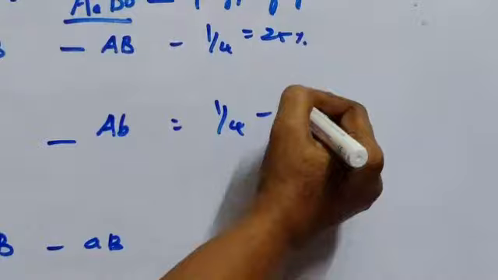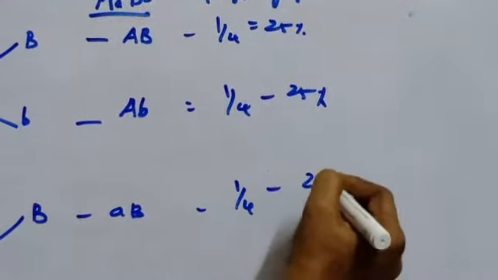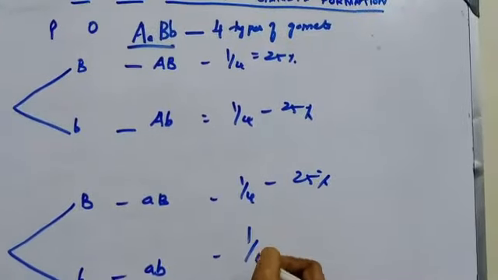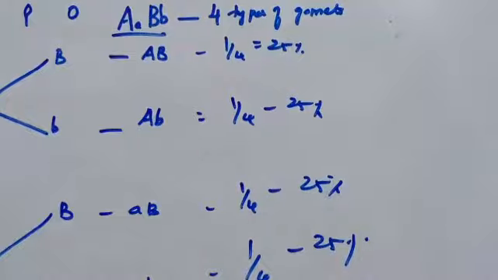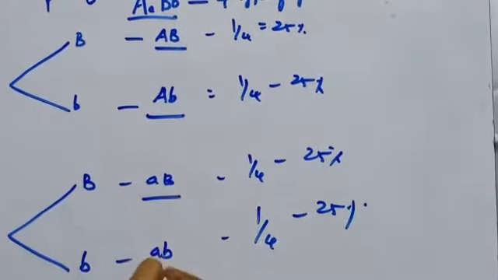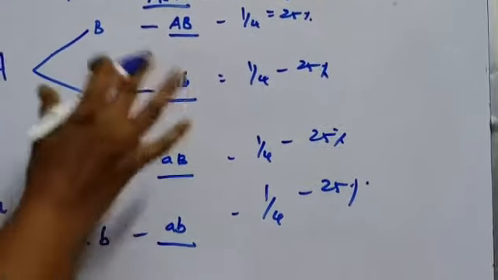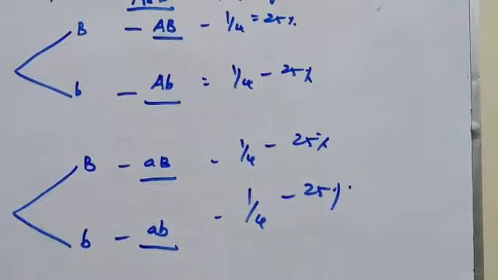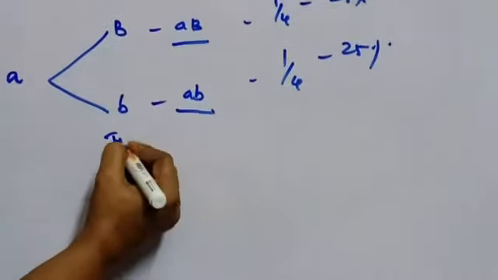1 by 4, 25%. Like this only, gametes are formed. 4 types of gametes are formed. Next you will see how to find out how many types of gametes can be formed, the types of gametes according to phenotypic category.